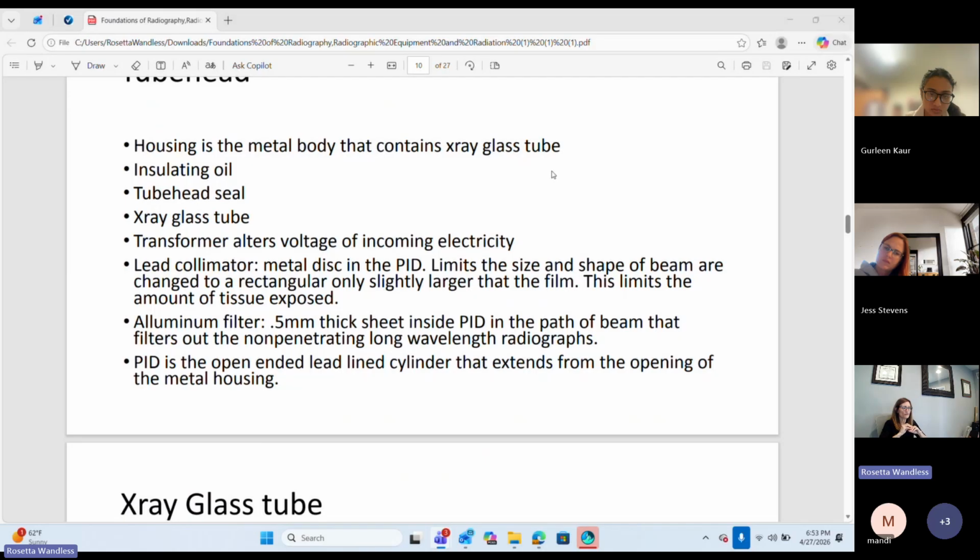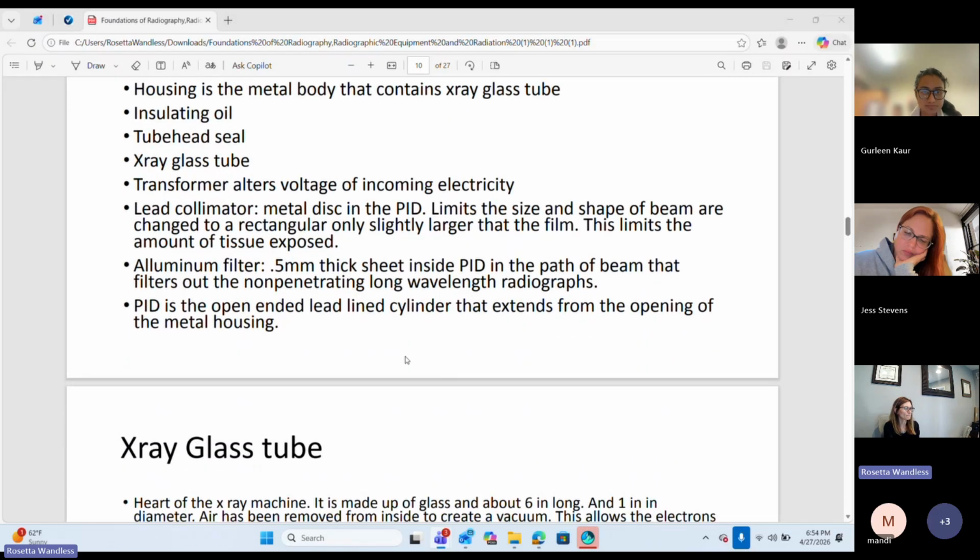So the aluminum filter acts as filtration. It's going to remove the non-penetrating long wavelengths, and it's about 0.5 millimeters thick. That's how thick the aluminum is, okay? Not a crazy amount, but just enough to get out those long wavelengths. So that is one of our safety precautions as well, that aluminum filter.